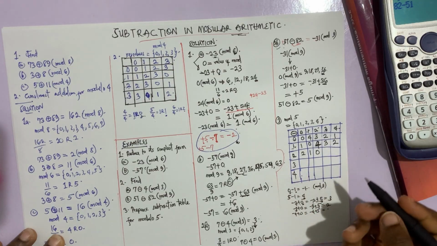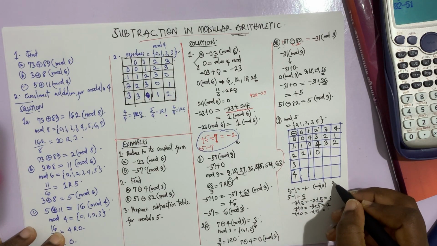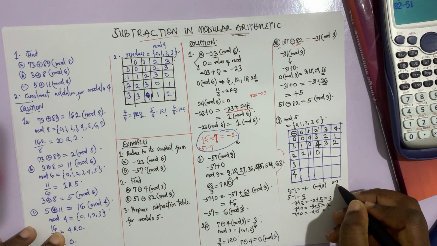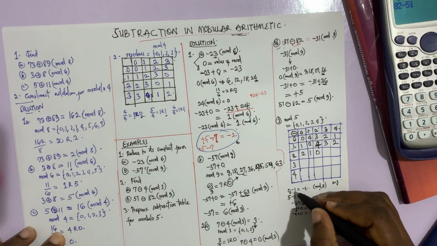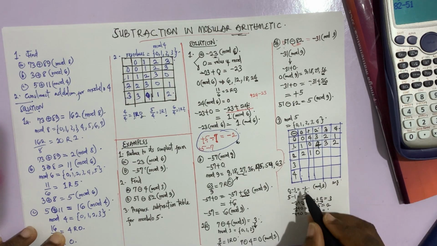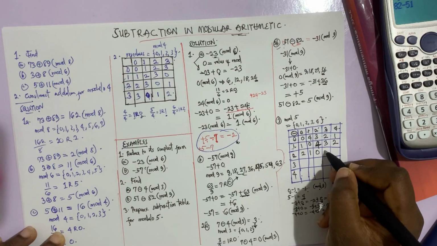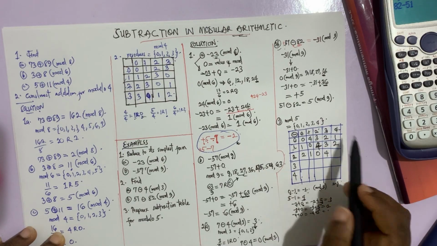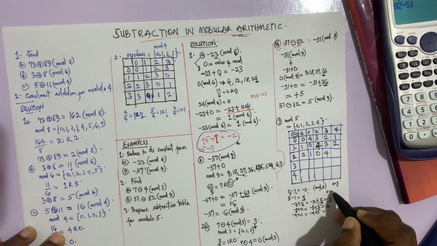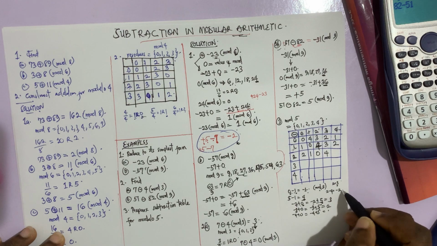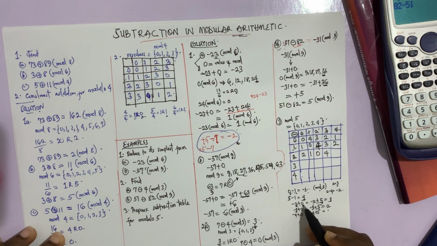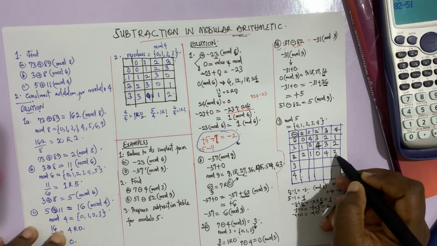So 2 minus 3 is minus 1. 2 minus 3, you remember, the higher number is negative, so the answer will be minus 1, negative. Now minus 1 in modulus 5 is 4. So 2 minus 4 is minus 2. So minus 2 plus 0, and 0 in modulus 5 is 5. Minus 2 plus 5 will give us 3.